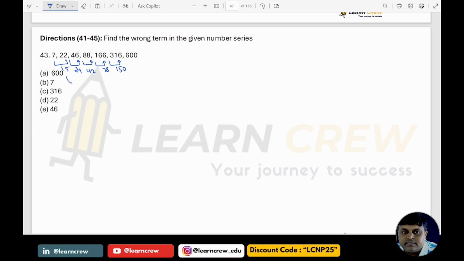So, 15, 9, 24, 18, 42, 36 difference. And 78, 72. The next difference has to be 144 here. So here it has to be 294. 316 plus 294 is 610. So 600 is the wrong term.